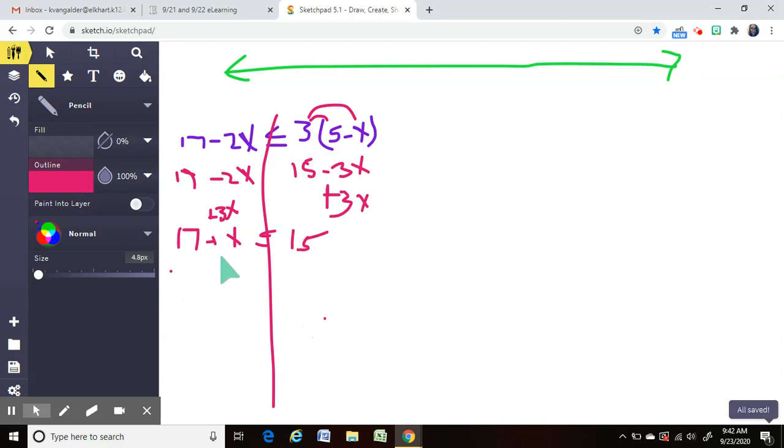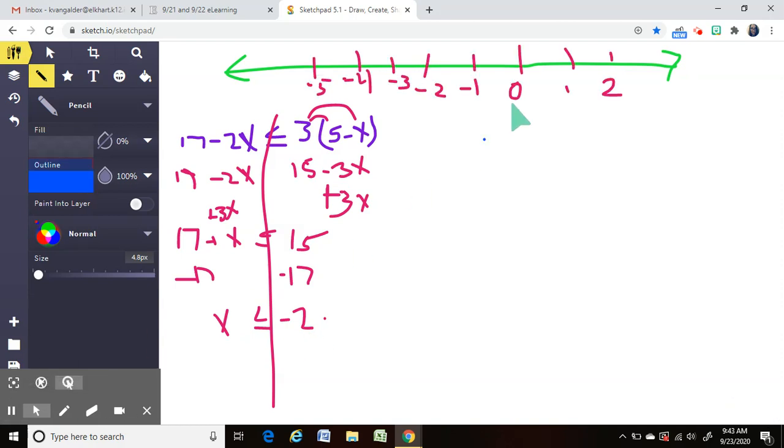15. Now I need to get this 17 away. So I have to subtract 17 on both sides because it's a positive. So now I have x is less than or equal to -2. So now I drew my number line. It is less than or equal to, so it's going to be a solid circle. This indicates that it is going to be less than, so I need to point my arrow towards smaller numbers.